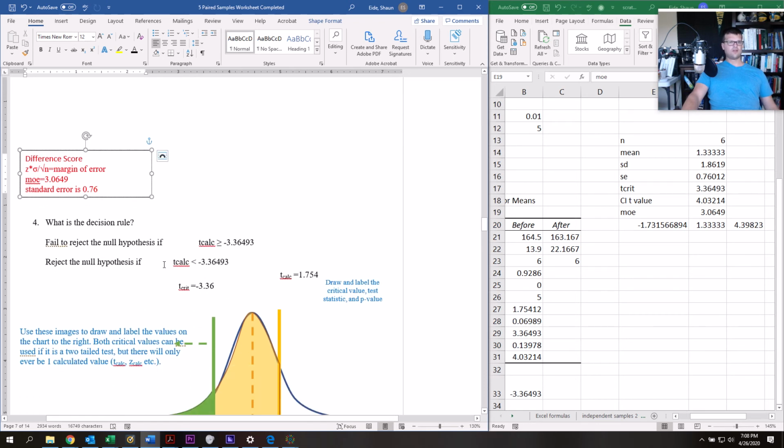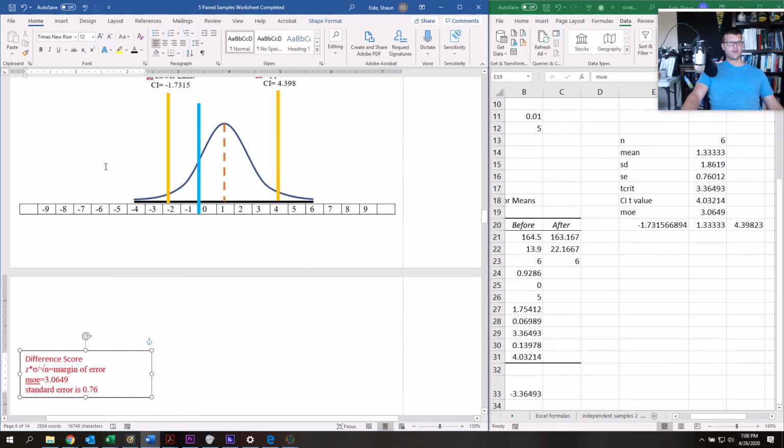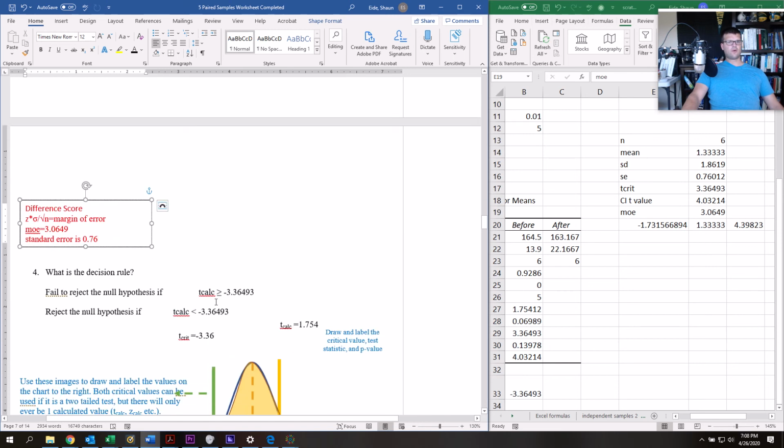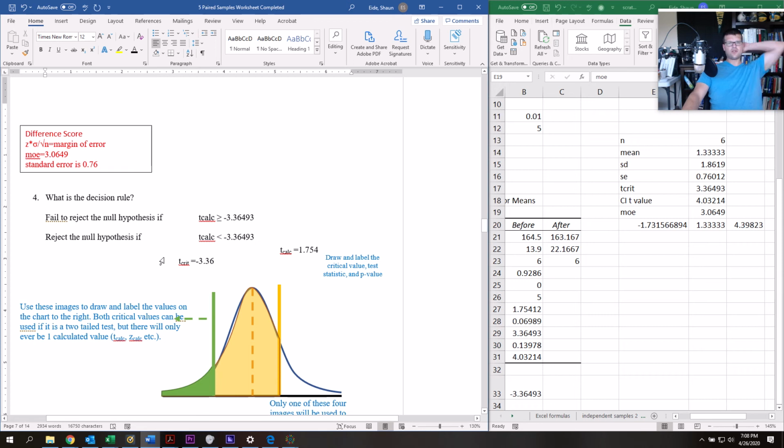And so let's get into the decision rule, which is based off of the critical value. We've got the critical value of negative 3.36493. The decision rule is we are going to fail to reject the null hypothesis if our calculated test statistic is greater than or equal to negative 3.36. So if our t-calculated value is anywhere to the right-hand side of this green line, we are going to fail to reject the null hypothesis.